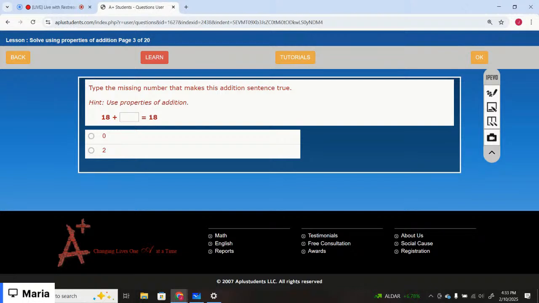Type the missing number that makes the addition sentence true. 18 plus what number equals 18? 18 plus 0 equals 18. The correct option is 0. Option number 1 is the correct option.